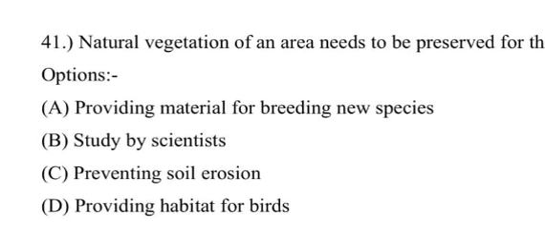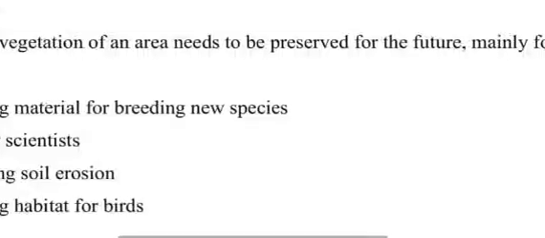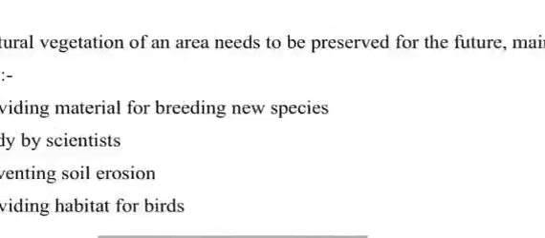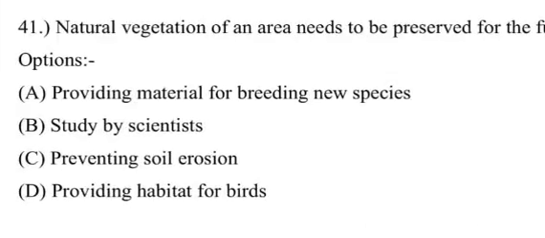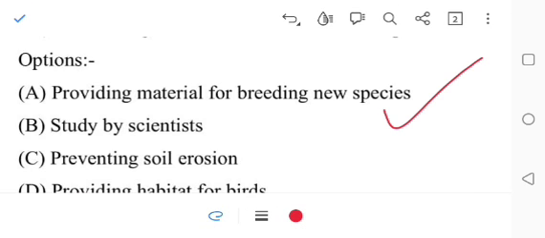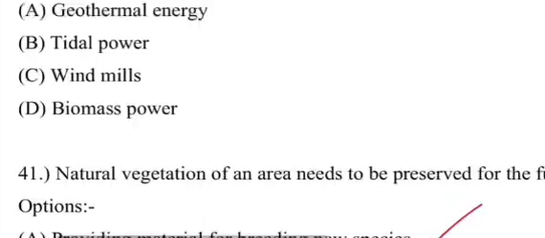Next, natural vegetation of an area needs to be preserved for the future, mainly for the purpose of what? Providing material for breeding new species, study by scientists, preventing soil erosion, providing habitat for birds. It will be number A, providing material for breeding new species.